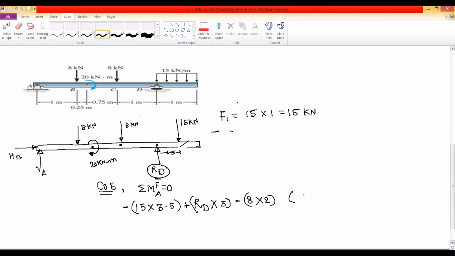Next force is 8 kilonewton and distance is 1 meter. This is negative, so it is minus 8 into 1. And the additional couple, which is 20 kilonewton meter, we have to subtract because it is clockwise. Suppose that 20 kilonewton meter is anti-clockwise, then we have to add that couple. So this complete equation is for the summation of moment about the point A. From this equation, we can get the value of reaction RD. So complete this calculation and try to find out the reaction RD.